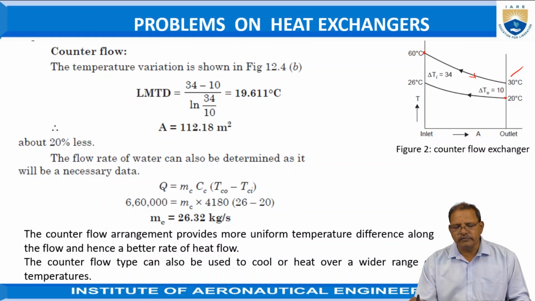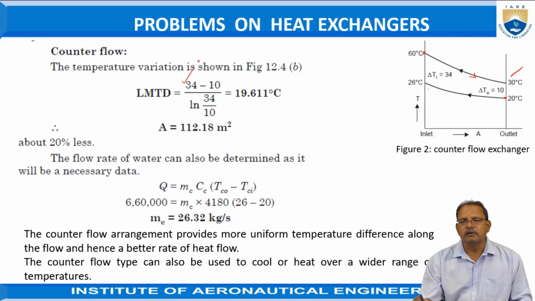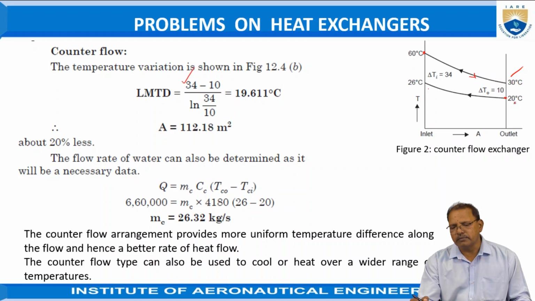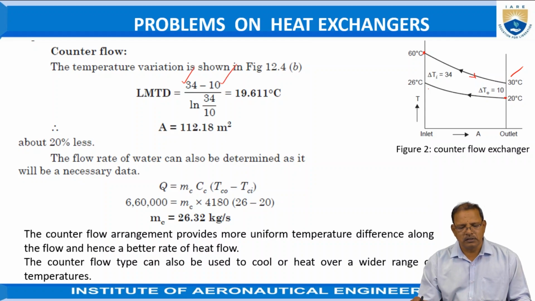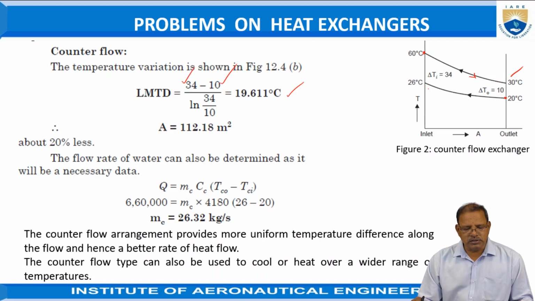From this, the temperature difference at the inlet is 60 minus 26, which is 34. At the outlet it is 30 minus 20, which is 10, divided by log of 34 by 10. By using this equation we get the LMTD as 19.611 degrees centigrade.